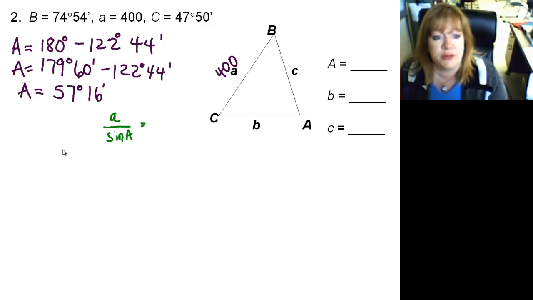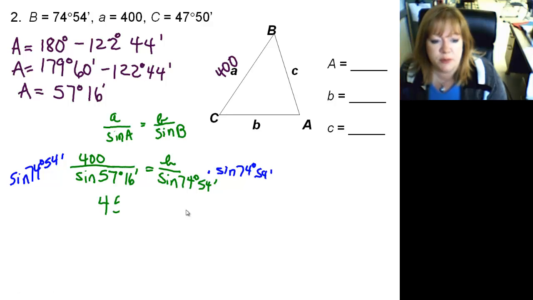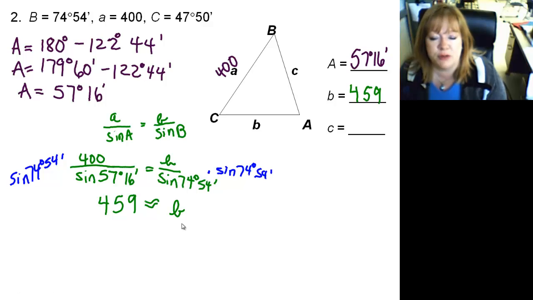So let's start with the law of sines using little a over the sine of A equals little b over the sine of B. So we're going to end up with 400 over sine of 57 degrees 16 minutes equals little b over sine of 74 degrees 54 minutes. Multiply both sides by the sine of 74 degrees 54 minutes. You get b is approximately 459. So that one's 459, and now we need little c. Again, I would use angle A and little a because I didn't have to round. And if you do that, you should get little c is approximately 352.4.